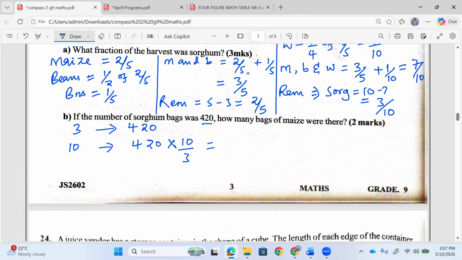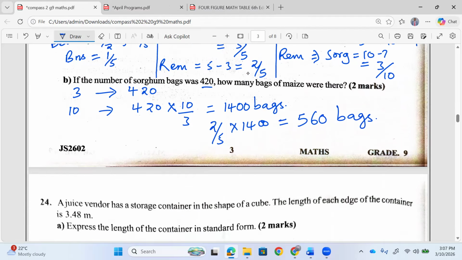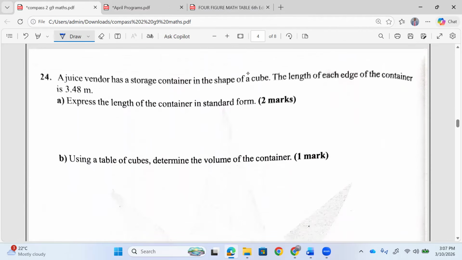Okay, let's first check the total bags. 420 by 10 over 3, giving us 1400 bags. This is the total number of bags that had been harvested. Then maize took 2 over 5 of them. So 2 over 5 of the total bags will give us the maize that was harvested. This is 560 bags.